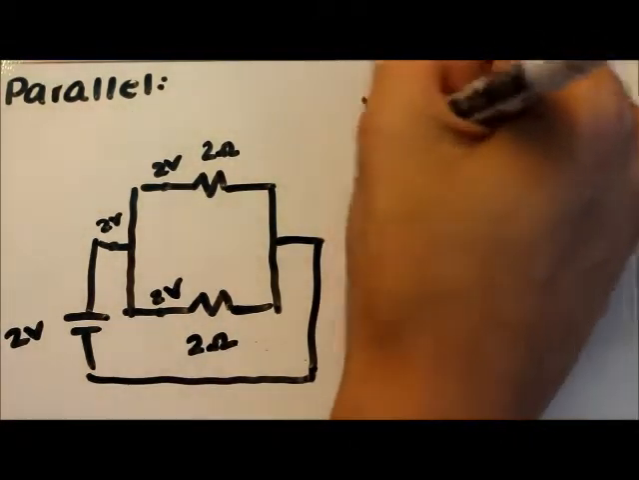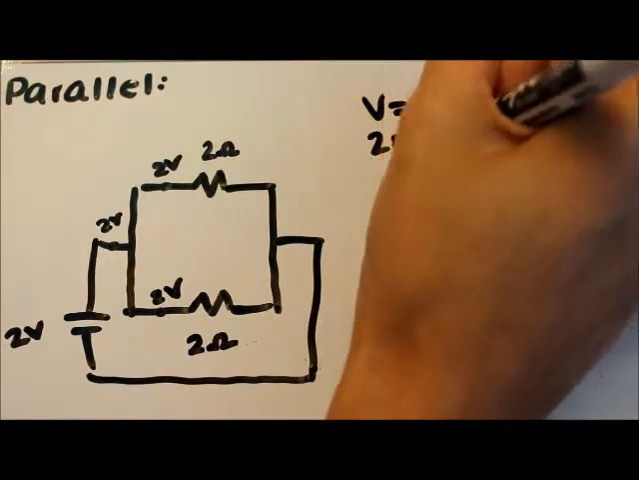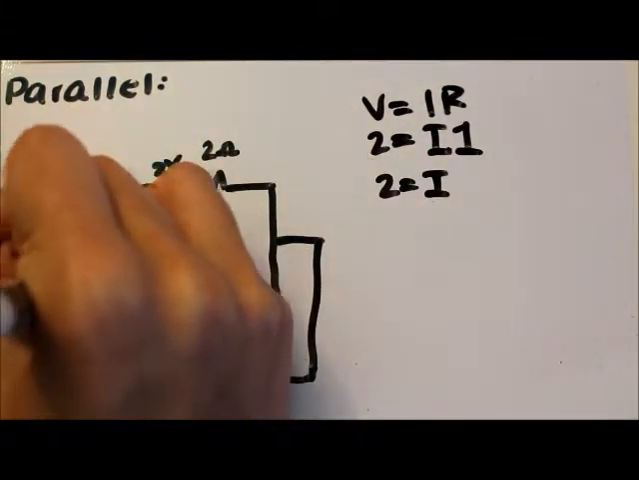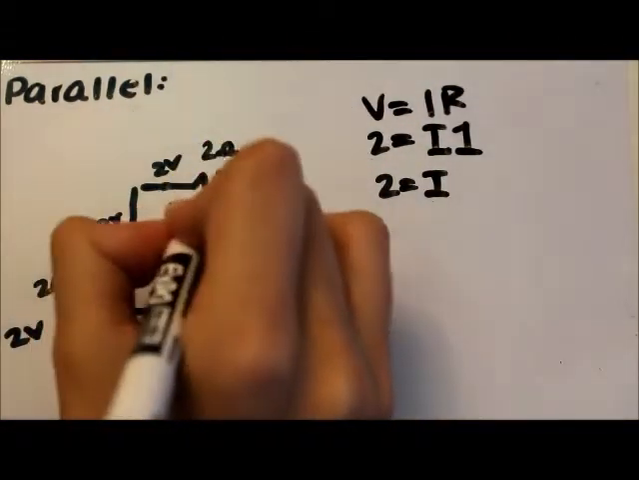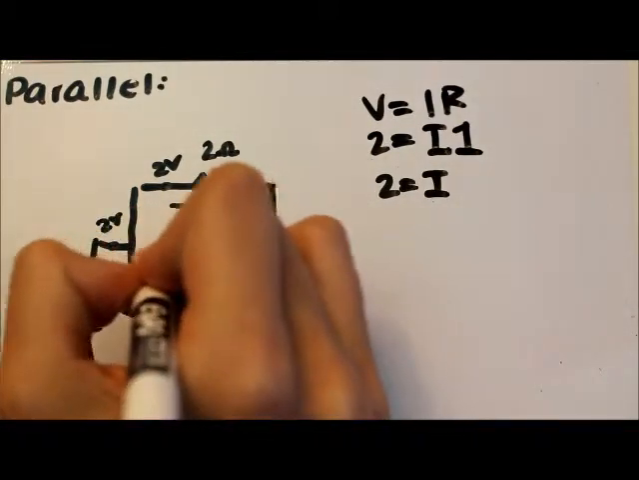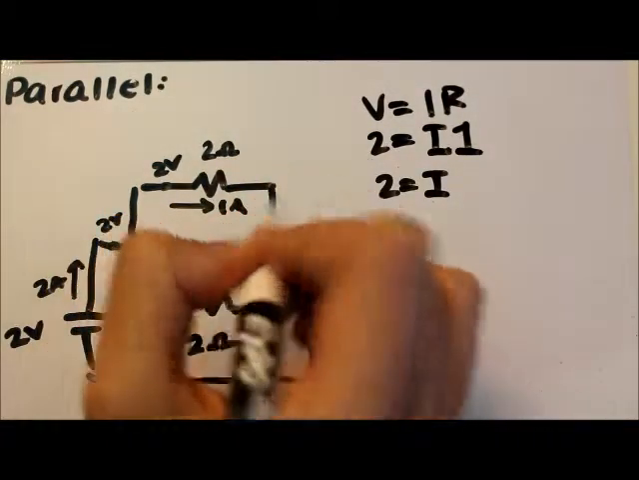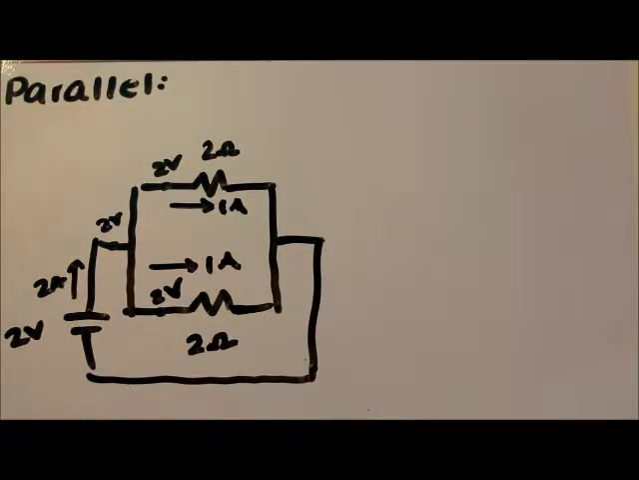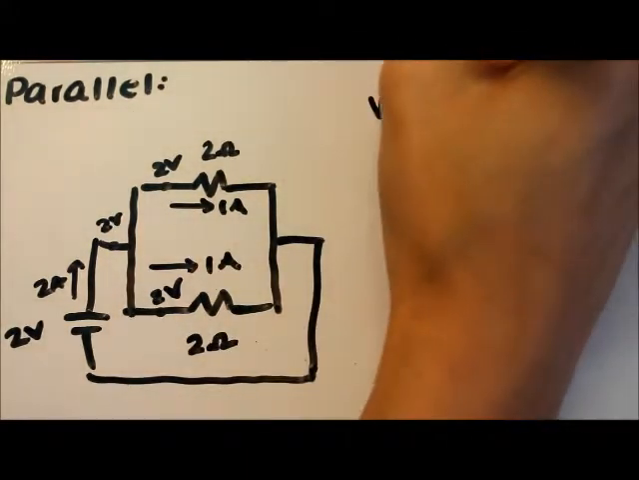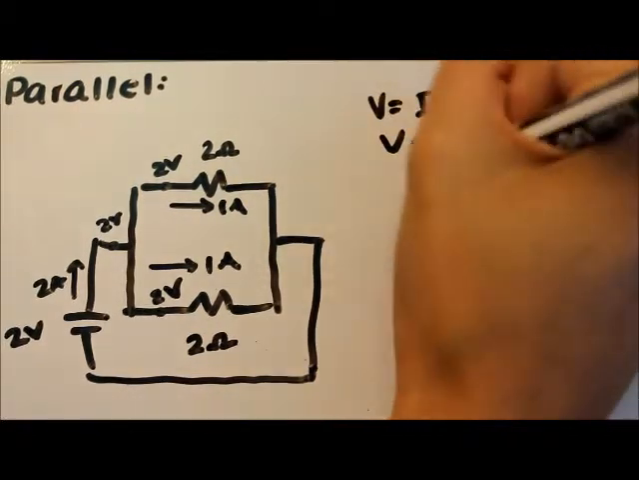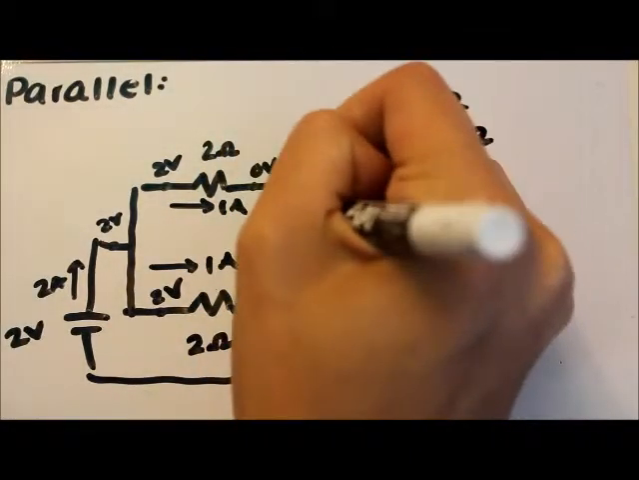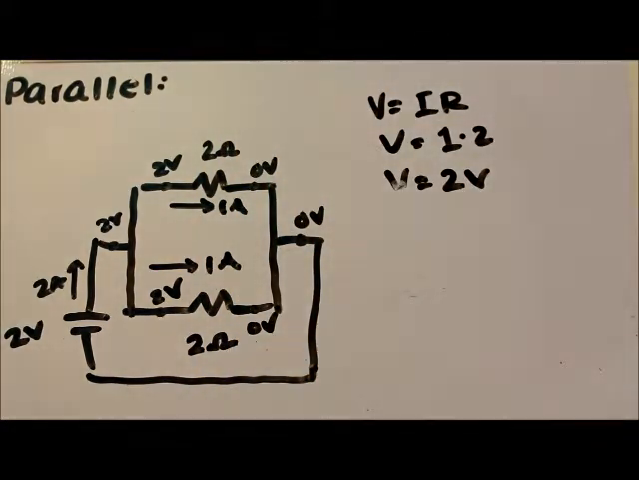Using Ohm's law, we would see that our current is 2 amperes. This means that we would get 1 amp on top and 1 amp on the bottom. Then, using Ohm's law, we see that our voltage drops by 2 volts on top and 2 on the bottom, which would leave 0 volts.